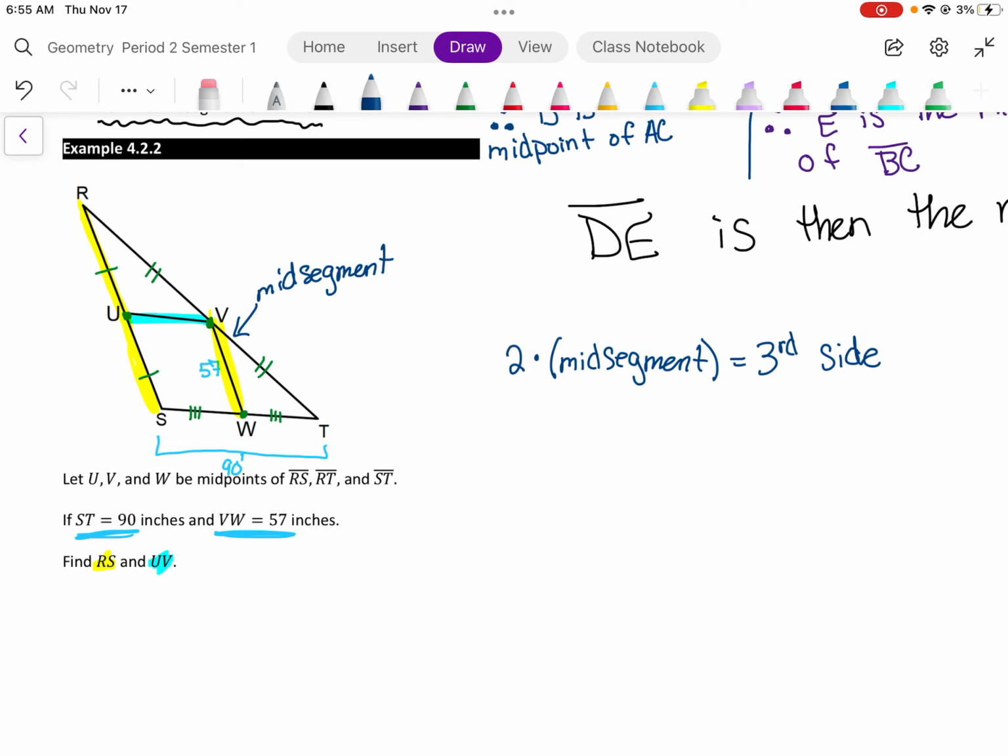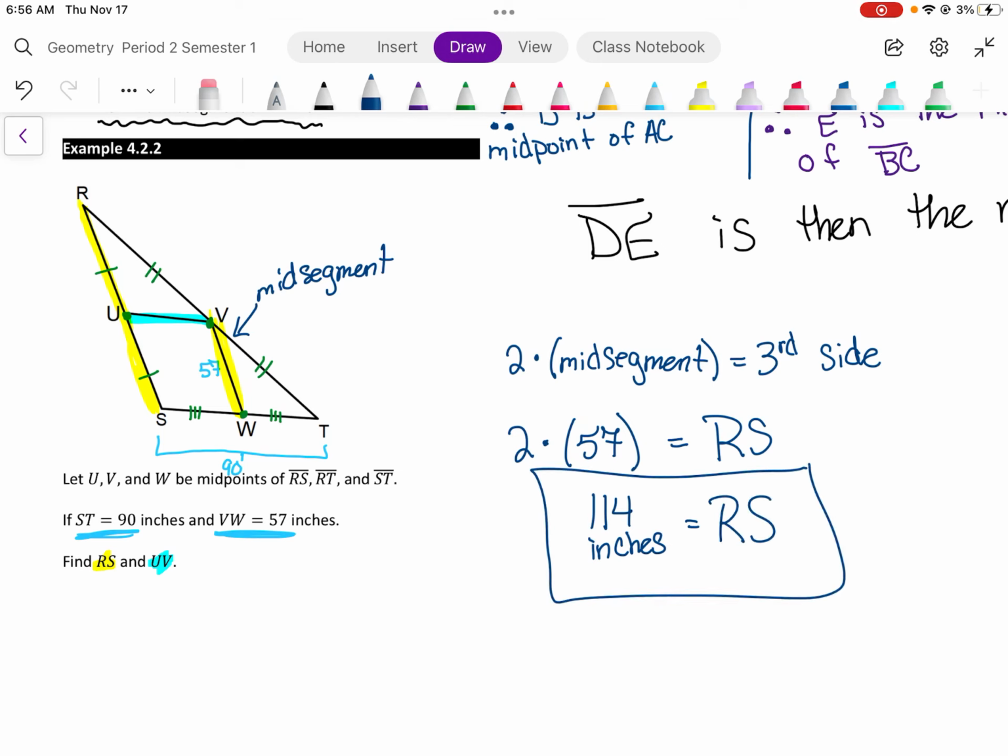Once we have that, we can plug in this information. We would take 2 times the length of the midsegment, 57, equals, and we are looking for what RS is, so I'm just going to plug in RS, and that's what we're solving for. And if we multiply 2 times 57, we're going to get 114. And our label is inches. Okay. If you want to pause and try to find UV on your own and then check your answer, you can do that.